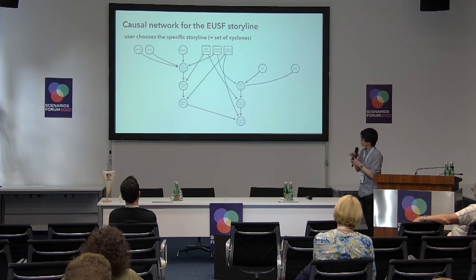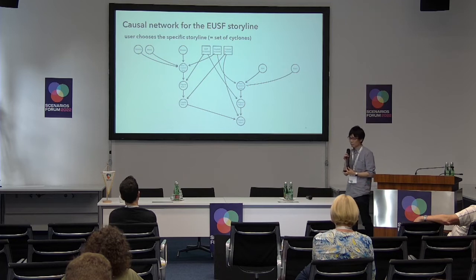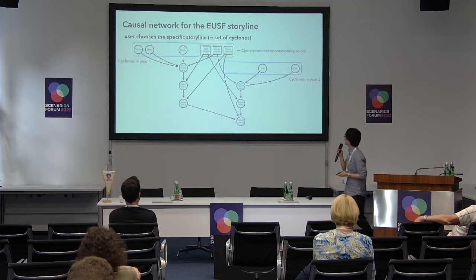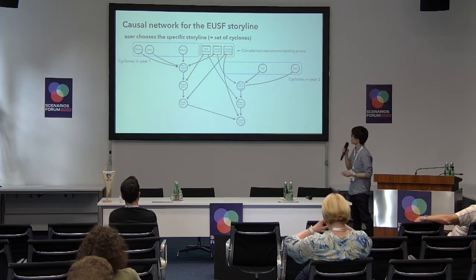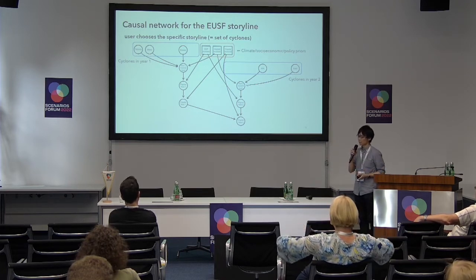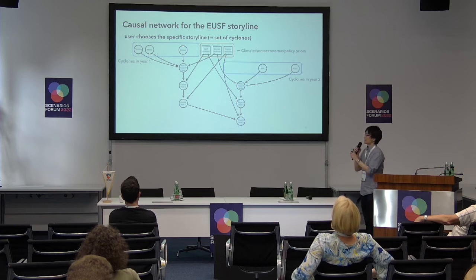Okay, so the causal network corresponding to the storyline I just introduced would look like this. We have 13 cyclones in this big causal network. Sorry, on the screen it's disappeared, but we have 13 cyclones. The ones not chosen are grayed out. So here we have 5 cyclones chosen within the storyline. So this is a storyline that includes 5 cyclones.